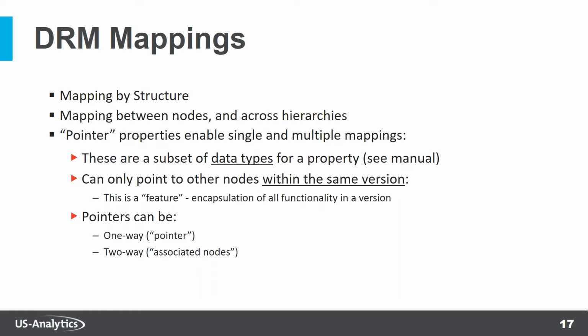We can also map between nodes and across hierarchies, as Rob and I were saying. We have some attributes in DRM, some property types, data types that we use that will help us make a pointer, a one-way or a two-way. We can do one-to-one, one-to-many, many-to-one, many-to-many. We can definitely create linkage between different hierarchies in DRM. And from those linkages, we can derive information from the parents of those connected.